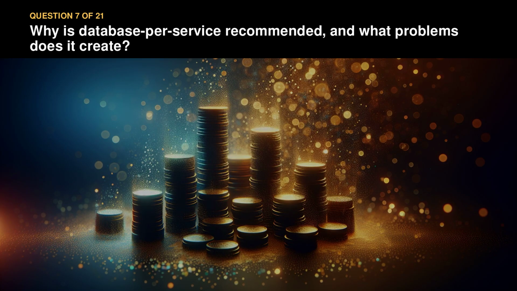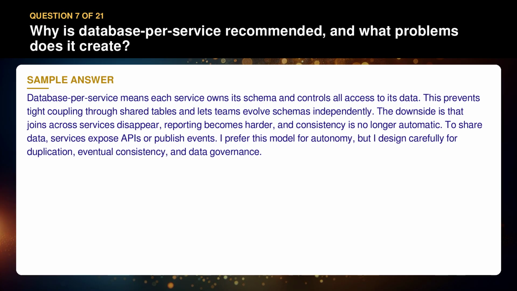Question 7. Why is database per service recommended, and what problems does it create? Database per service means each service owns its schema and controls all access to its data. This prevents tight coupling through shared tables and lets teams evolve schemas independently. The downside is that joins across services disappear.